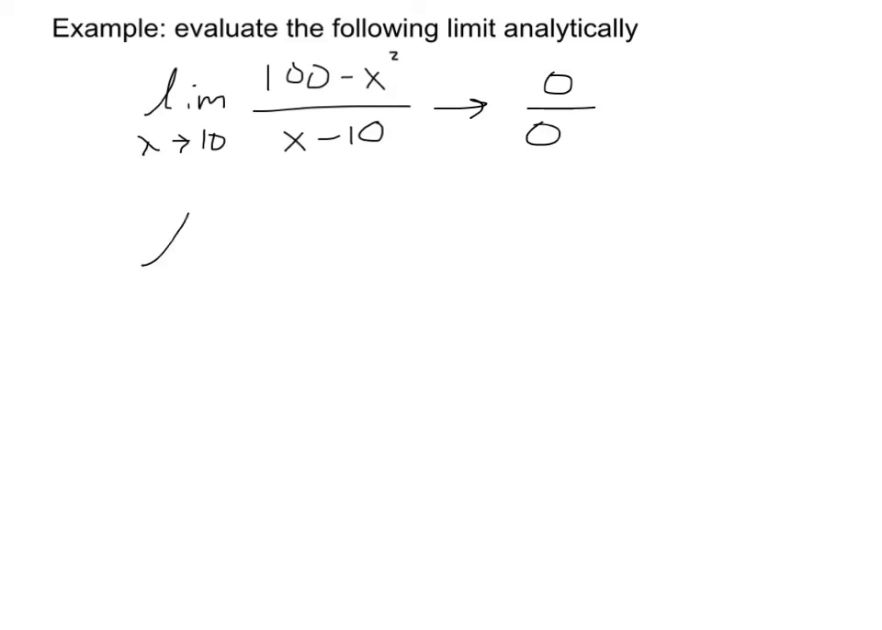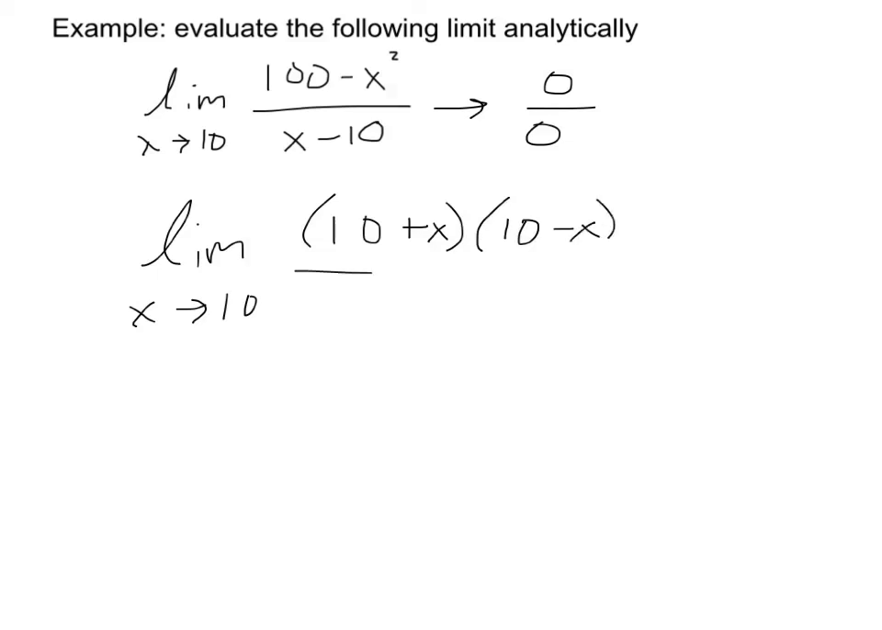So to do that, we factor, because that's the only trick that we know right now. The limit as x approaches 10. So this is difference of squares. 10 plus x times 10 minus x, all over x minus 10. And I hope you remember from intermediate algebra, or algebra for that matter, that when you have two factors like this that are the same but one of them is backward, we can effectively factor a negative out of one of them.